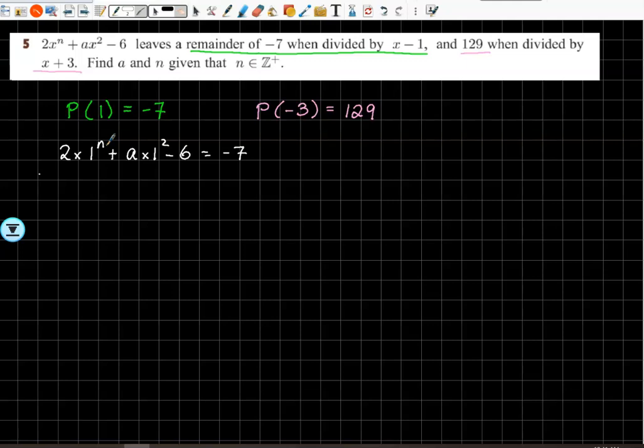Right, 1 to the 6. It's 1 times 1 times 1. It's 1. 1 to the 50. It's 1. So that's just going to be 2. So that's a lot of 1s that were going on then.